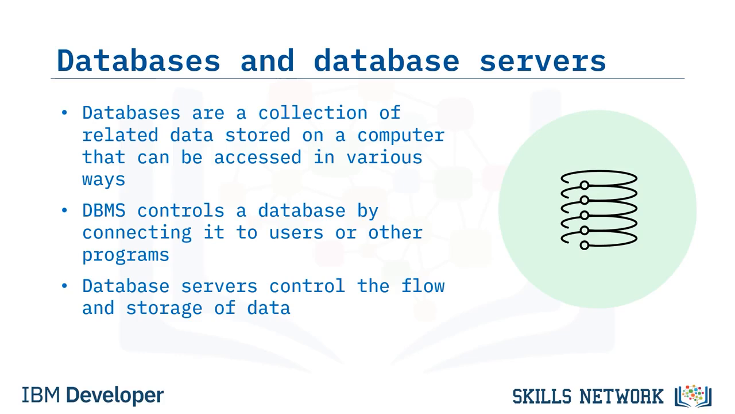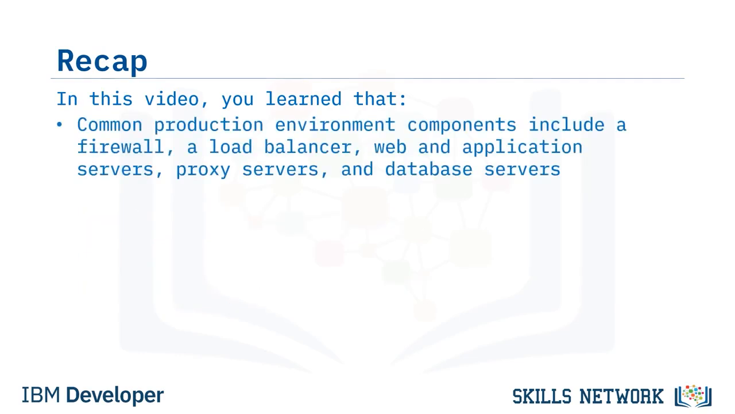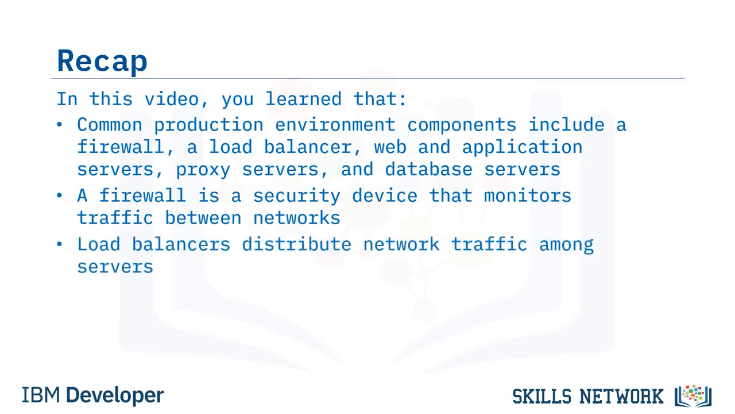In this video, you learned that common components needed for a production environment include a firewall, a load balancer, web and application servers, proxy servers, and database servers. A firewall is a security device that monitors traffic between networks. A load balancer distributes network traffic among servers.